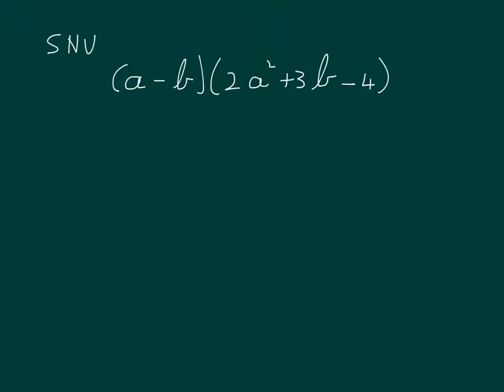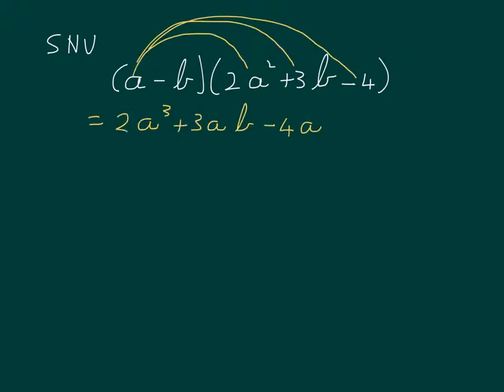Right, this product just looks fatter, but the story stays the same. I'm going to times this a here, there, and there, then the minus 5 here, here, and here. That's why I call it the octopus. That one then gives me this a times this guy gives me the 2a cubed. This times this gives me the plus 3ab. This one times that one gives me a minus 4a.